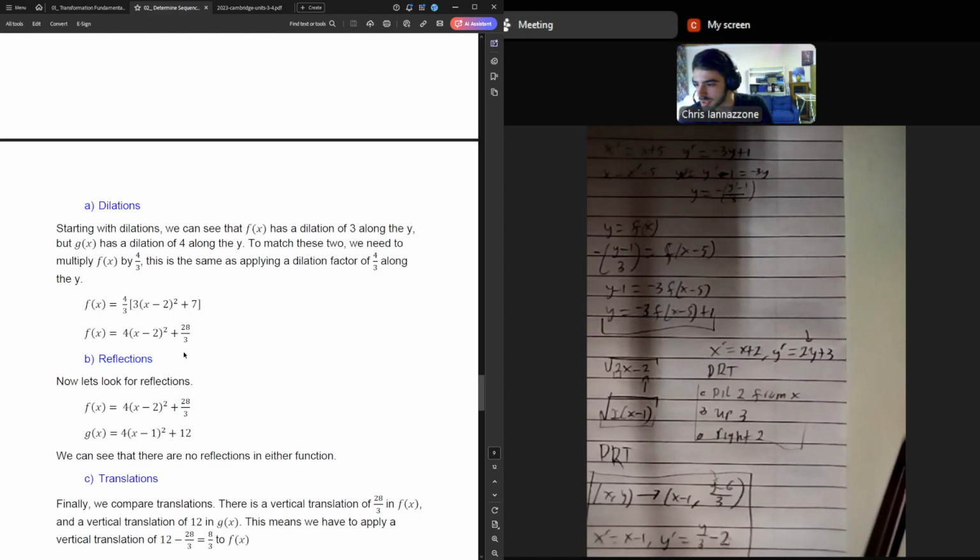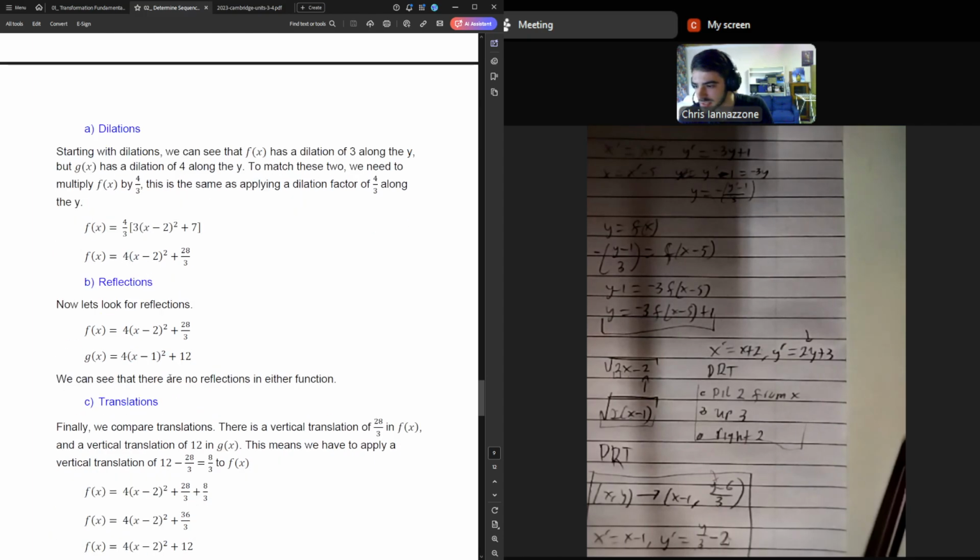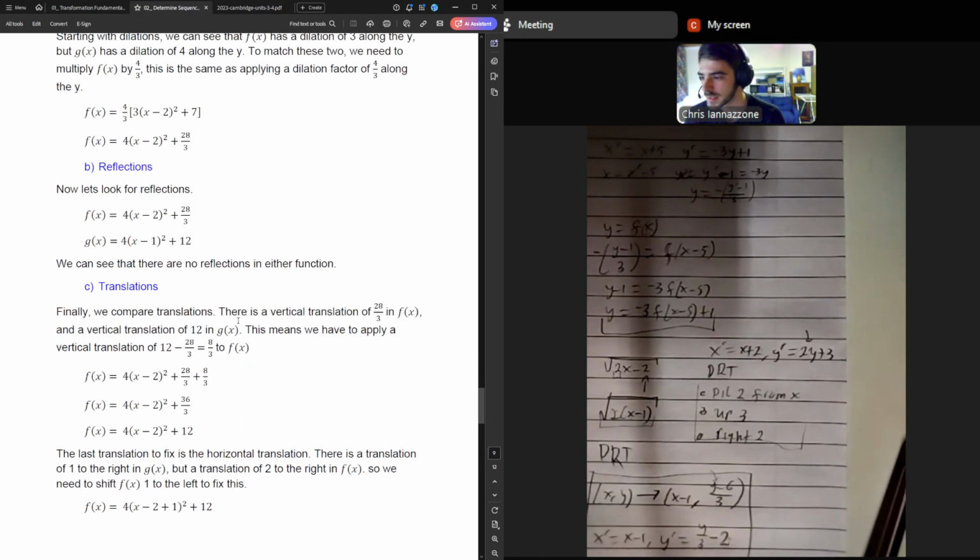Next up, reflections. Do we need to do any? Well, if you compare f and g, you can see there's no negative signs on either the function or on the x value. These don't count, these are subtractions. You're looking for negatives either here or negatives on this value. So we can skip the reflection stuff.